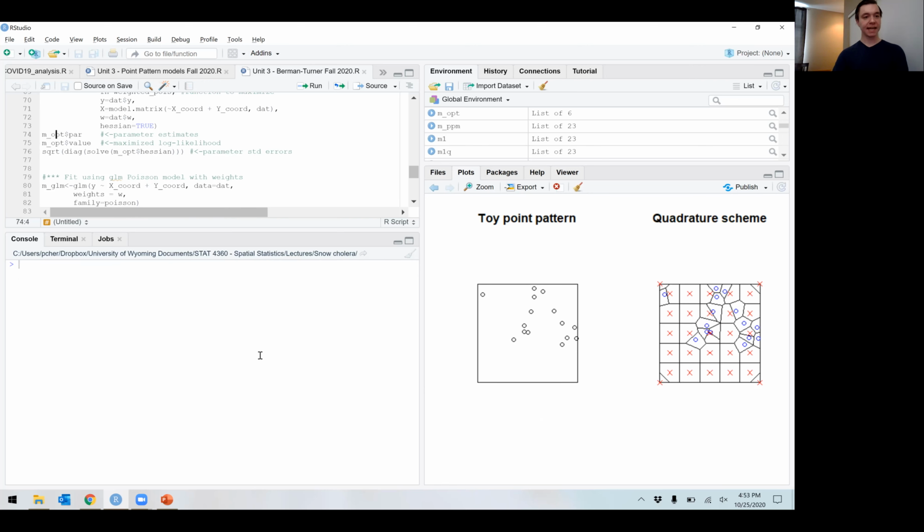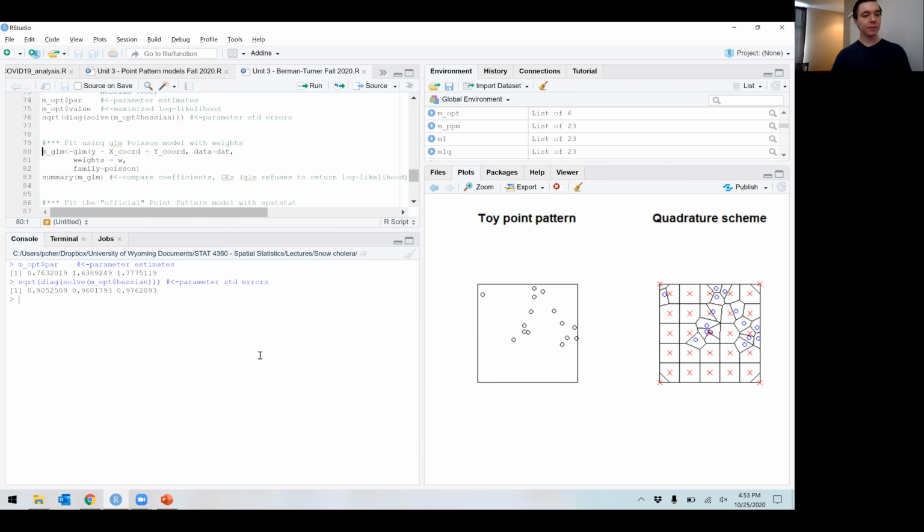So let me have these on the screen. There's my coefficients. Here are my standard errors per coefficient. Down here, I'll be analyzing the same thing, but using the GLM function. Poisson is my family. That defines the likelihood that is being used. And here are my weights W, my quadrature weights, the area of each tile you have up on the screen. Here is my usual R notation. And of course, I'm using my pseudo outcome variable Y.